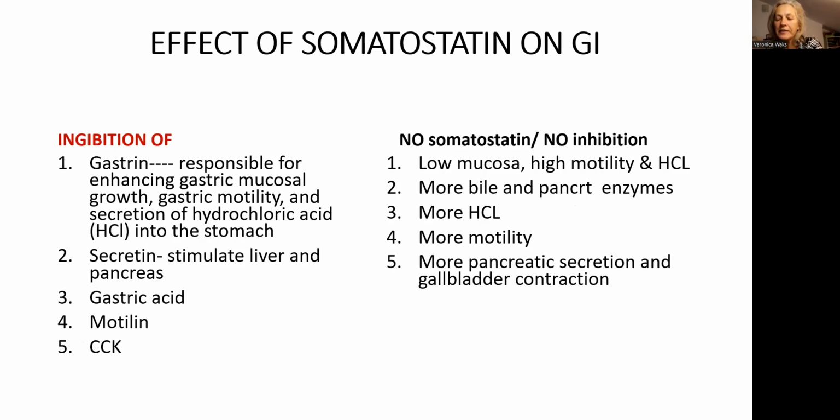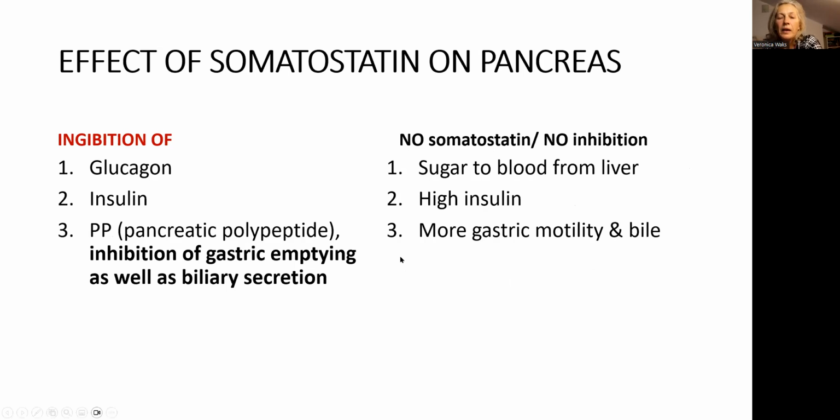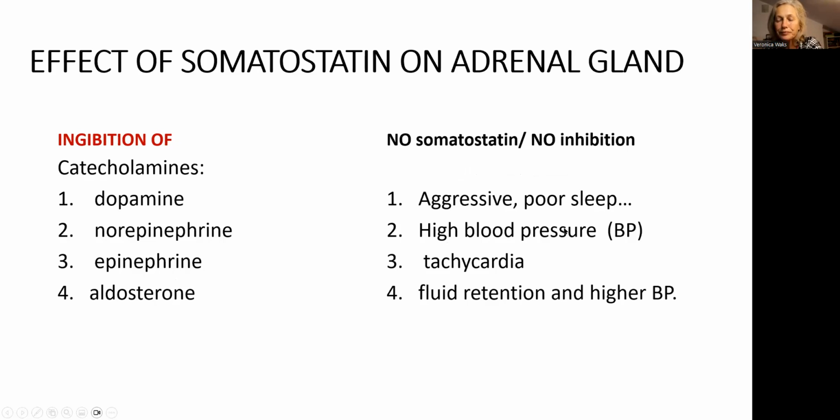Next, the effect on the pancreas. When there is low production of somatostatin, there is no inhibition, so more sugar gets into the bloodstream from the liver, a high level of insulin, more gastric motility, and more bile production.